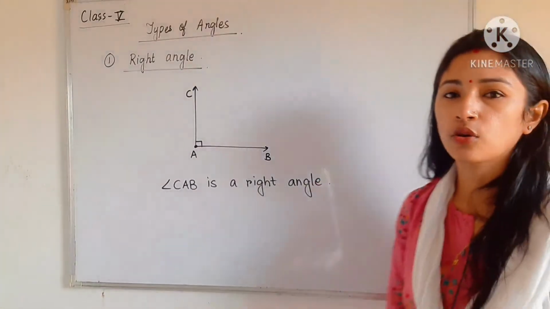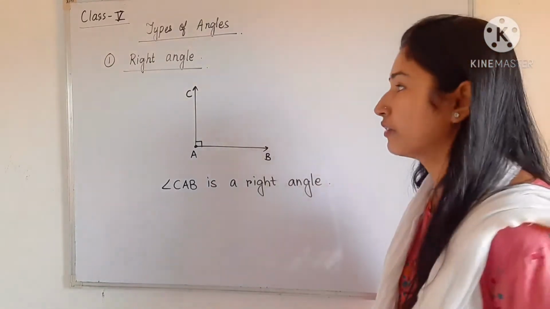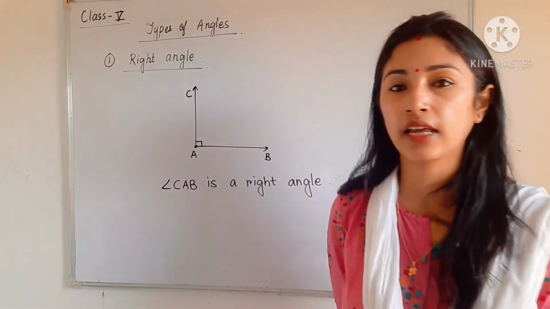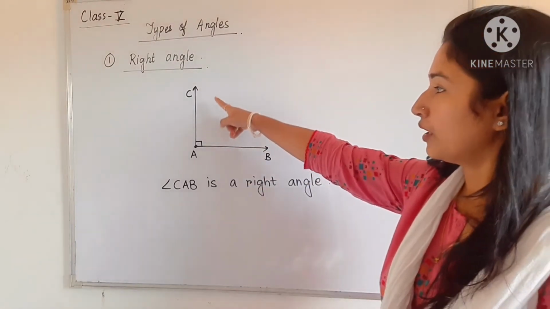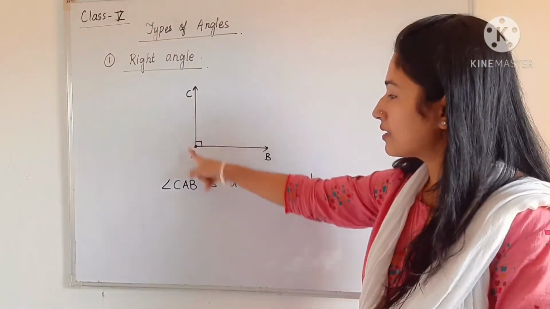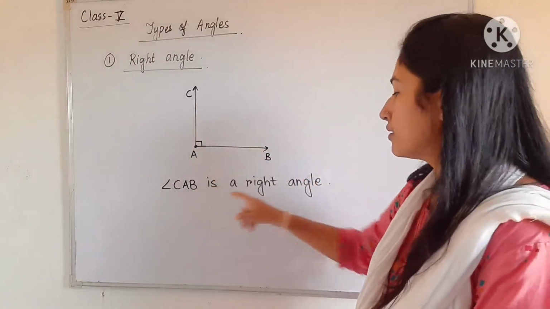So students, the next topic is types of angle. There are many types of angle and they are very interesting. The first one is the right angle. So what is a right angle? You can see the diagram here. Angle CAB, or you can say angle BAC, is a right angle.